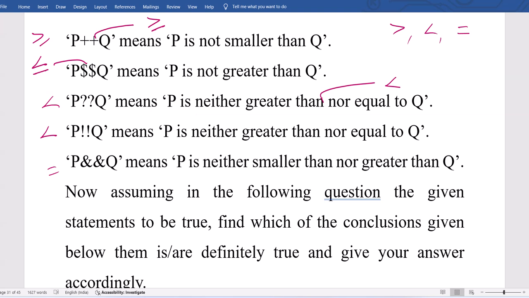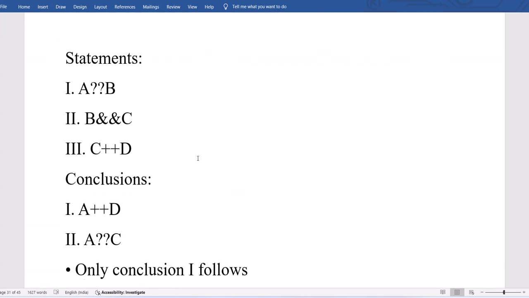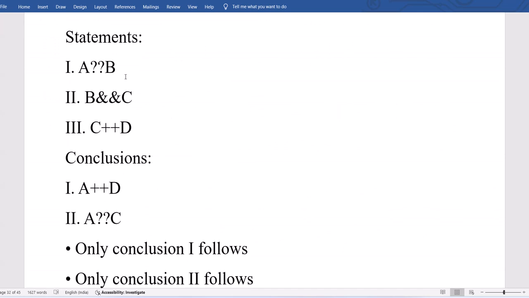Now they'll give some statements. It's pretty similar to the syllogisms concept. They'll give some statements and we need to decide the conclusion. In the statements, they gave A question mark B. What is question mark meaning? Less than. And meaning equal. Plus meaning either greater than or equal to B. This is what the statements combine.